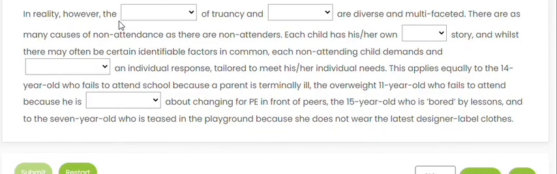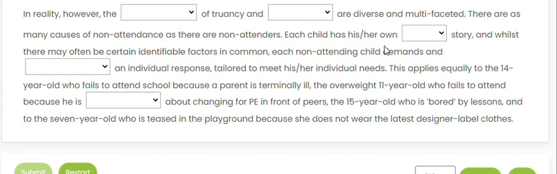However, in reality, the dash of truancy and dash are diverse and multifaceted. Blanks are too early in the passage. We should be reading the next sentence because truancy will be a difficult word, so we cannot understand what is the topic. There are as many causes of non-attendance as there are non-attenders.